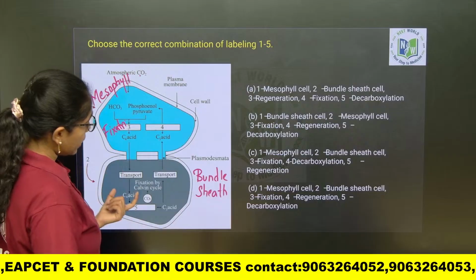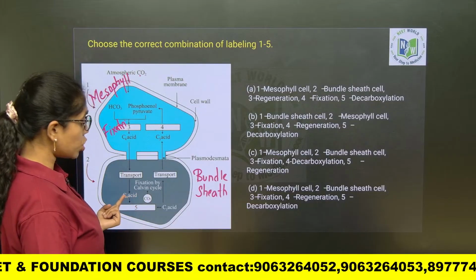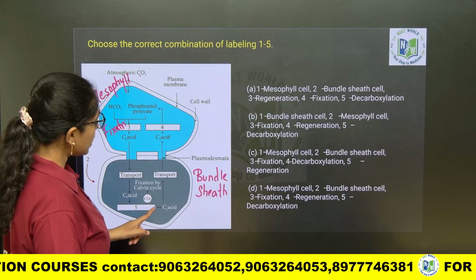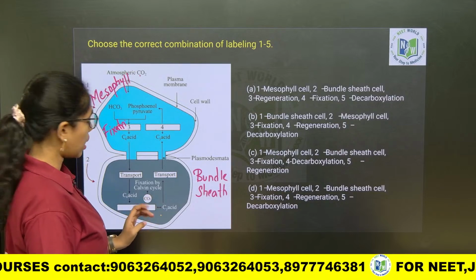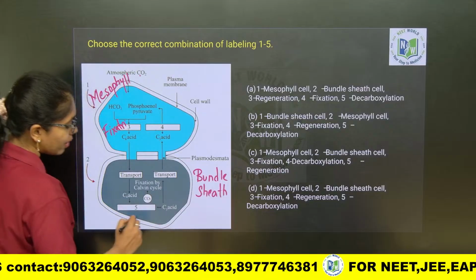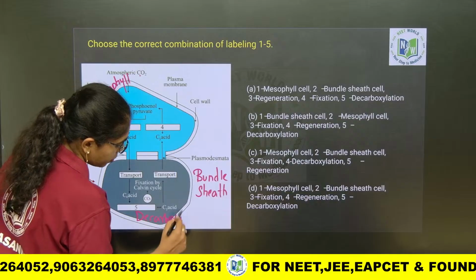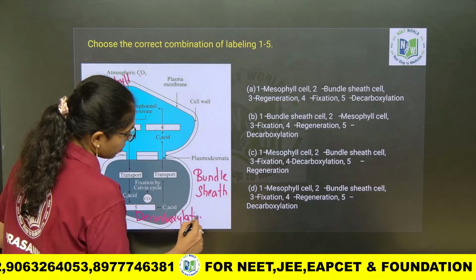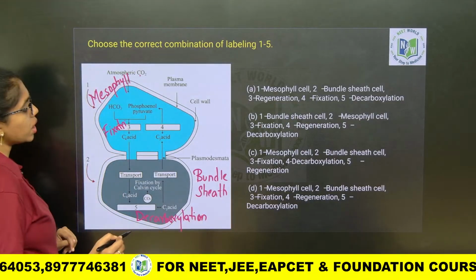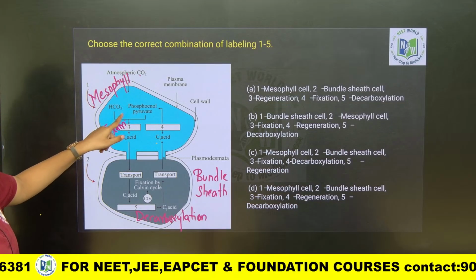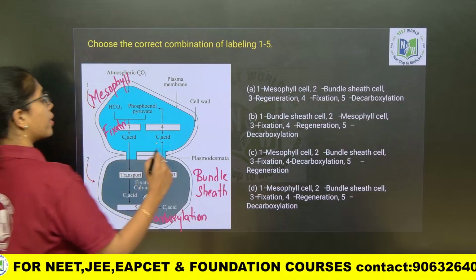Fixation. And then C4 acid, which is over here, got decarboxylated to C3 acid and carbon dioxide. So 5 will be what? Decarboxylation. Same case you see over here, C3 acid is transported back. Okay, this is what? Regeneration.